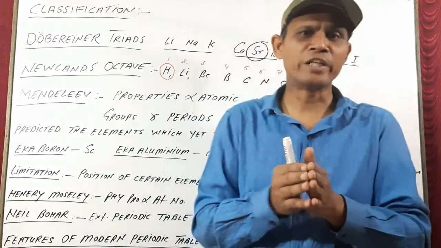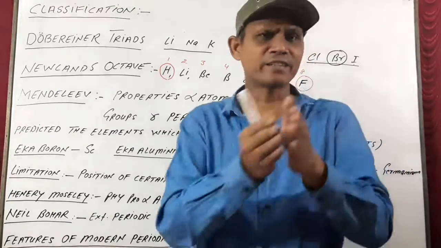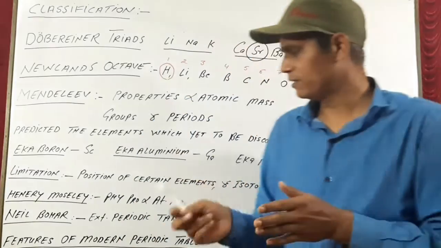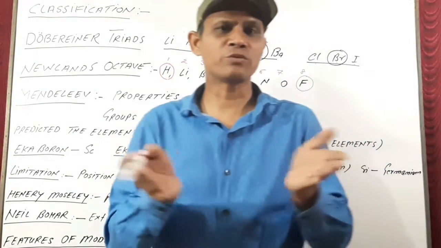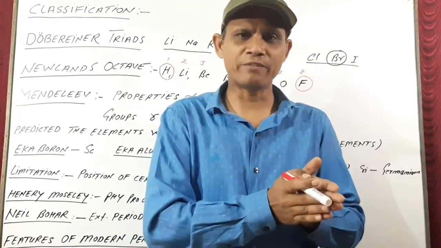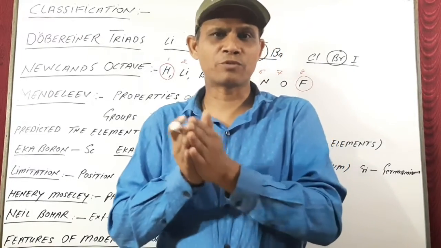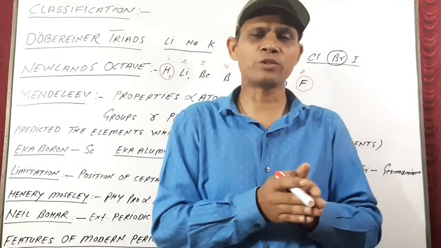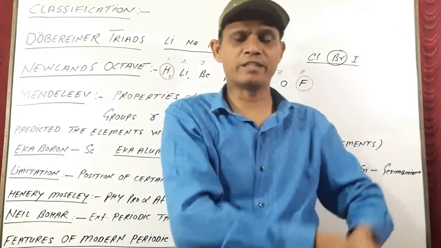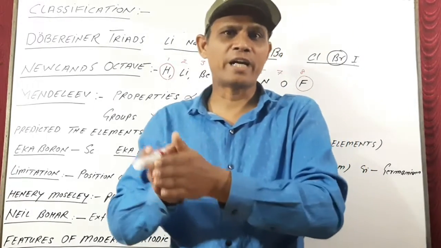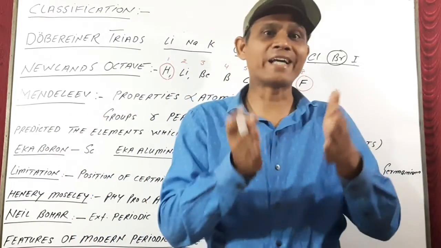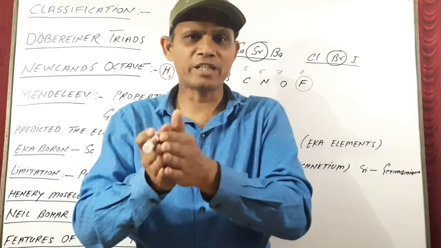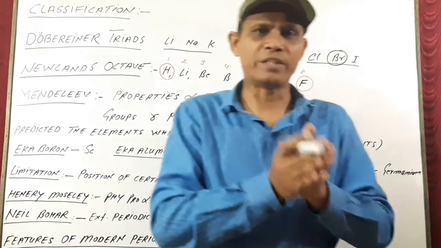After some time, Niels Bohr, another scientist, extended this table, which is known as the long form of the periodic table. Now these days we are using the long form of the periodic table. Here we are having, as I have discussed before also, certain groups and certain periods. As I told you, the vertical lines are known as groups, and the horizontal rows, lines, are known as periods. So he arranged the elements in the groups and periods.